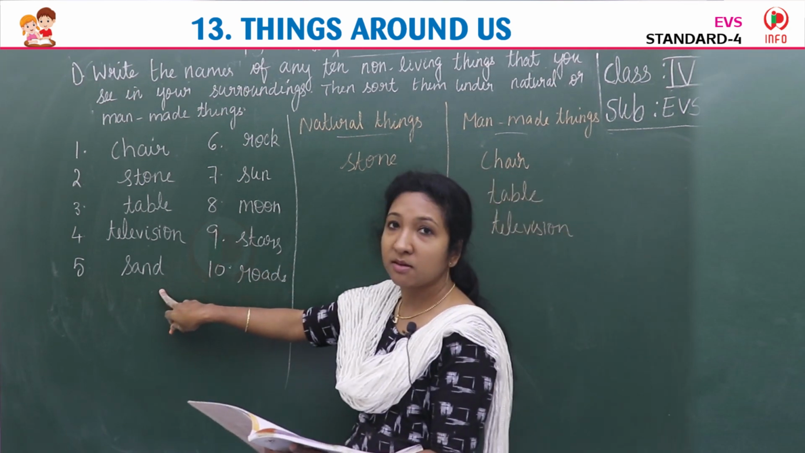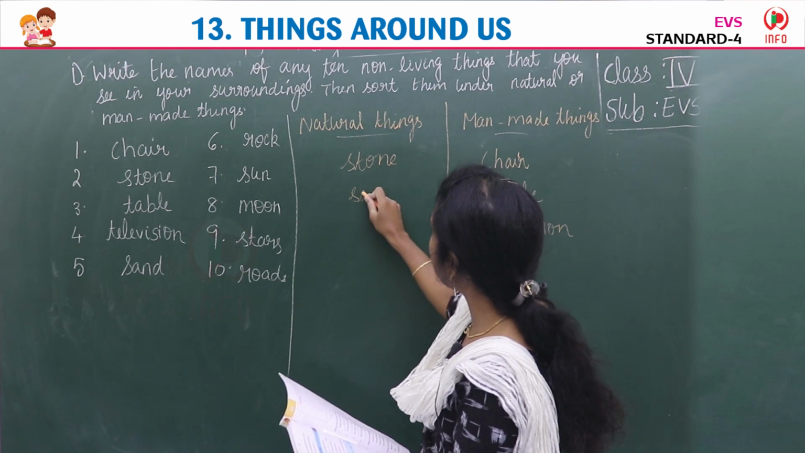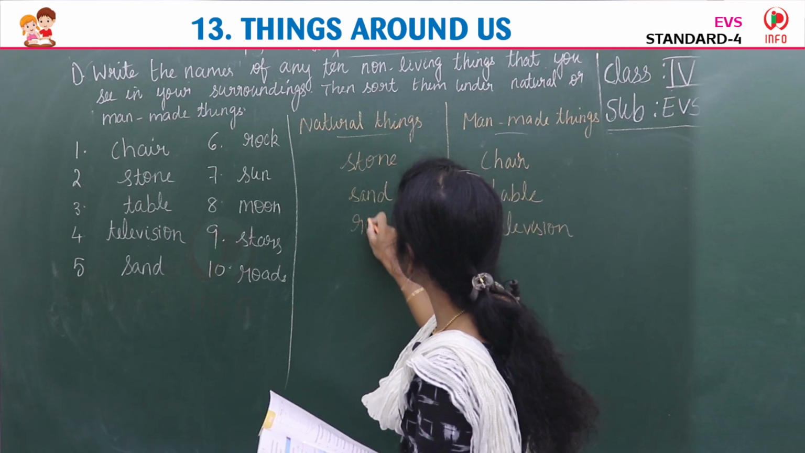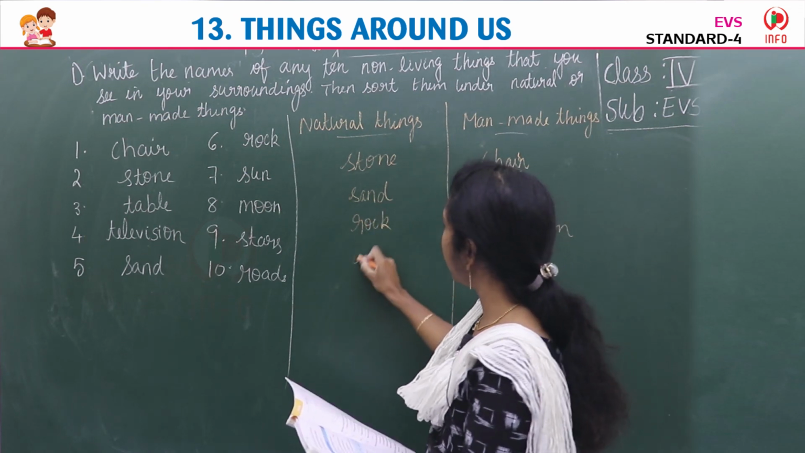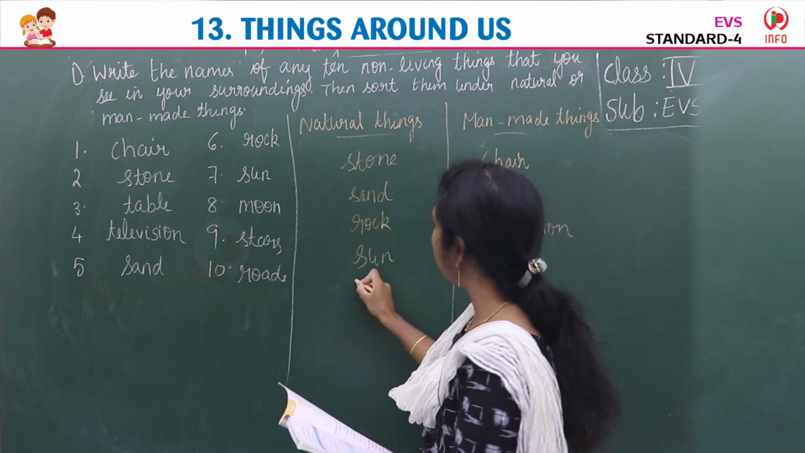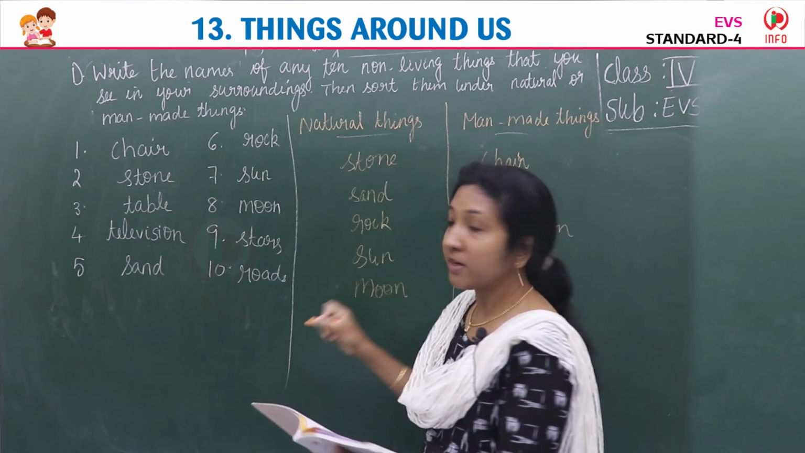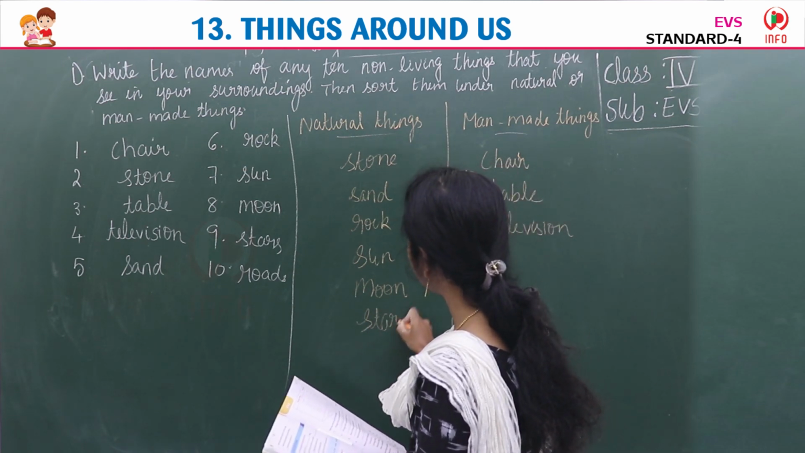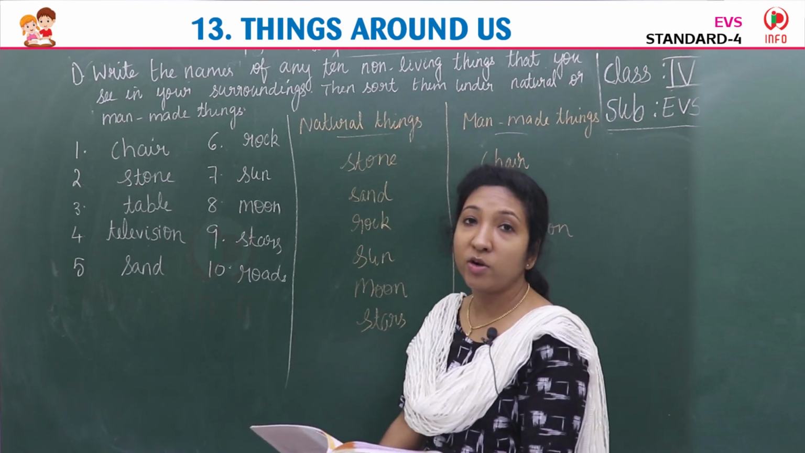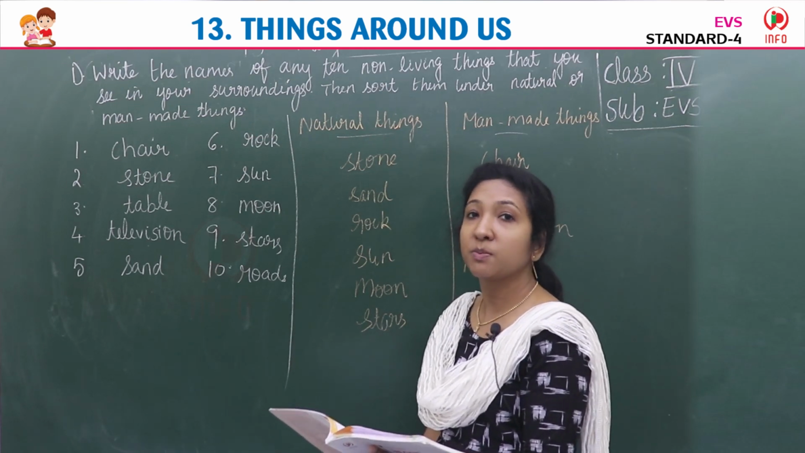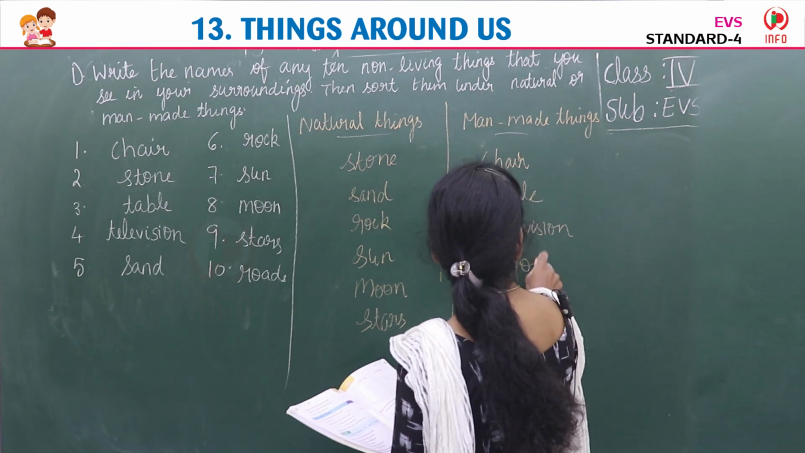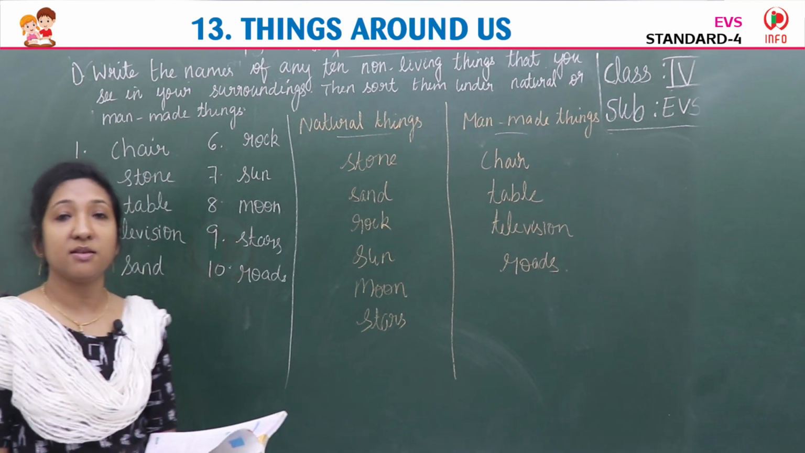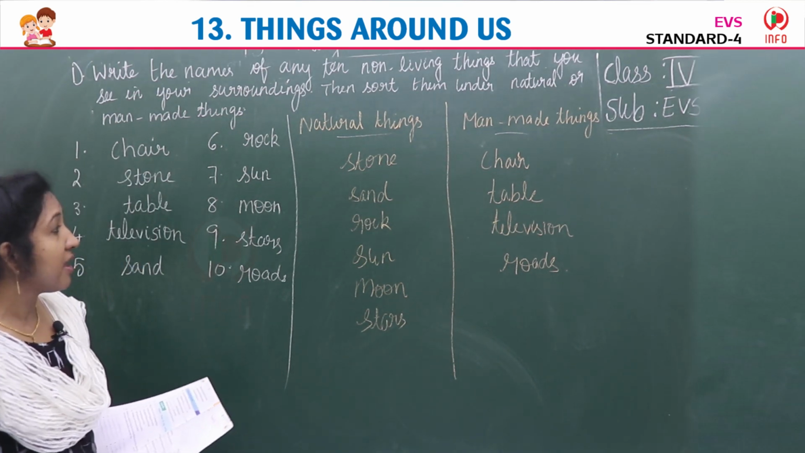Then sand. It is not man-made. It is natural. So write sand here. Then rock. Yes, it's natural. So write rock here. Sun, natural. What about moon? Natural. What about stars? Yes, natural. They are natural things we find in nature. What about road? Is road a natural thing? No, it is made by man. So here write roads.